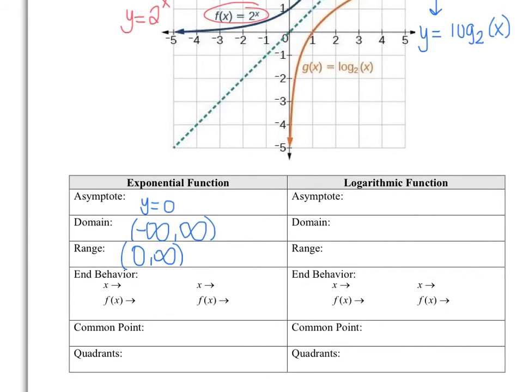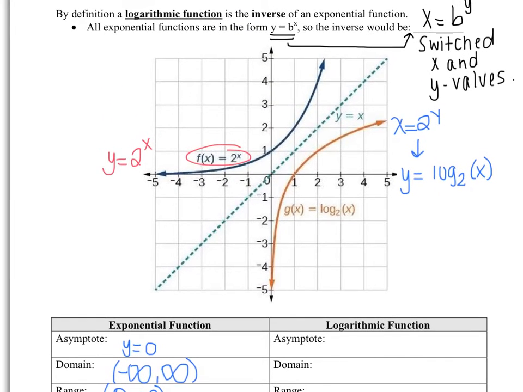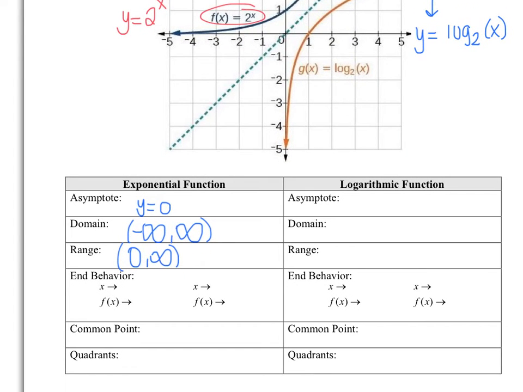Okay, now let's talk about end behavior. So as x approaches infinity, so x gets bigger and bigger and bigger and bigger, where is y shooting to? So x is getting bigger and bigger and bigger, y is shooting up, so up to infinity. So we would say the part of the end behavior is as x approaches infinity, f of x approaches infinity.